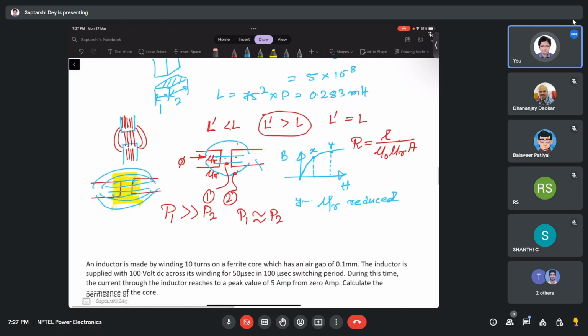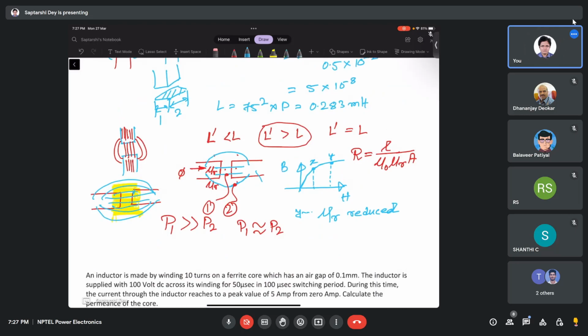If you can use software like ANSYS, which is a paid software, or maybe software like FEMM, which is a free software, you can verify these things there. If you reduce the mu r of the material, more and more flux will bulge out.